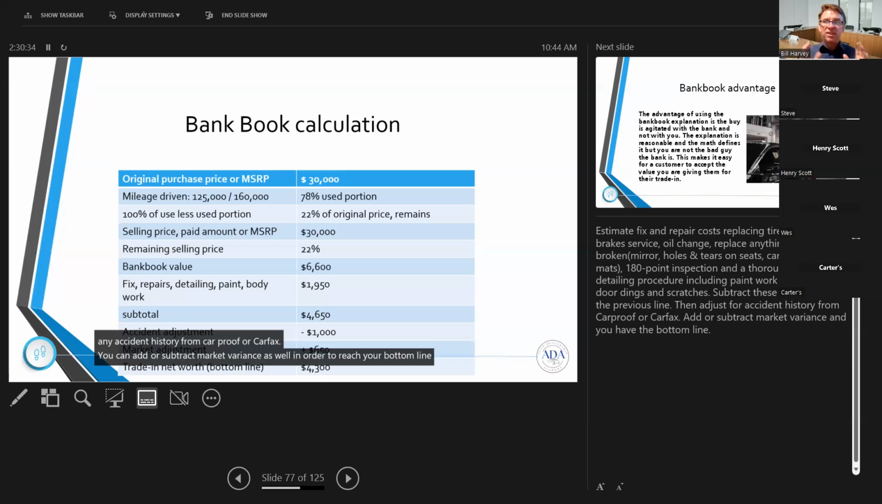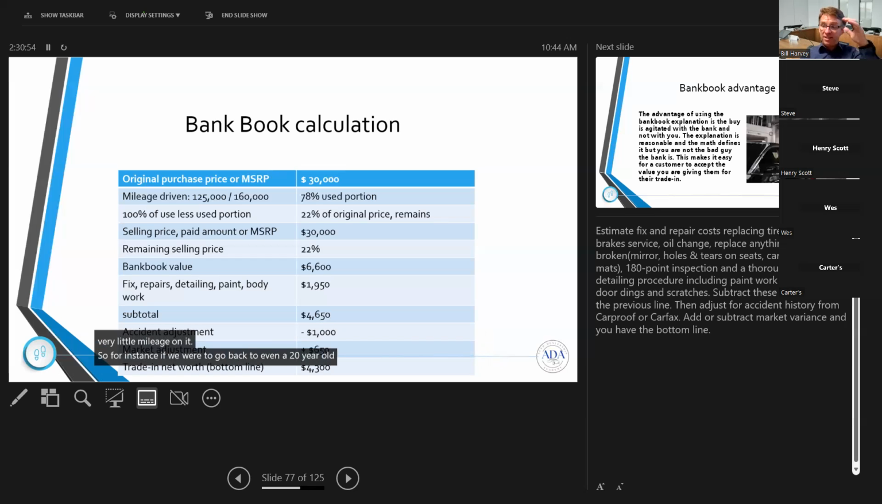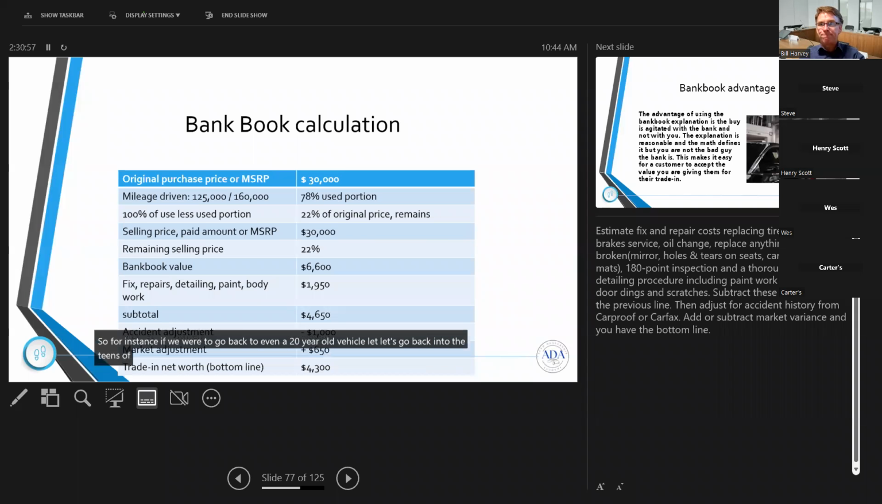The only time that this worksheet doesn't work, gang, and I'll share these intimate details with you when we go to our one-on-one coaching sessions, is when the vehicle is very old, like 10 years old, and has very little mileage on it. So for instance, if we were to go back to even a 20-year-old vehicle, let's go back into the teens of the Mustang. That particular Mustang is not very popular. You can go on Auto Trader, Kijiji, Facebook Marketplace at any time. You can find those cars anywhere from $500 to $2,500. It was just one of those anomalies.